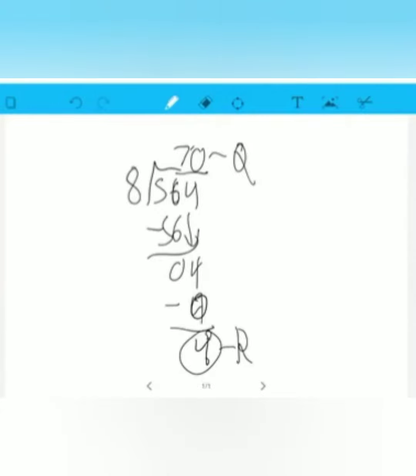So suppose you had to give 564 chocolates to 8 groups of people. So you would give 70 chocolates to each person. But then you'll have 4 chocolates left. That will be your remainder.